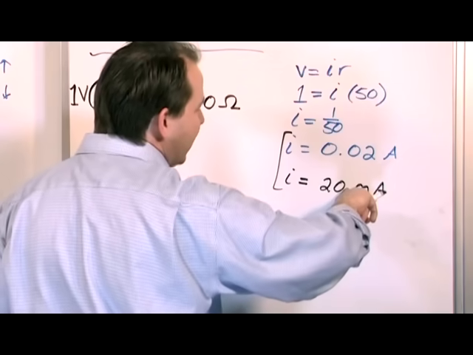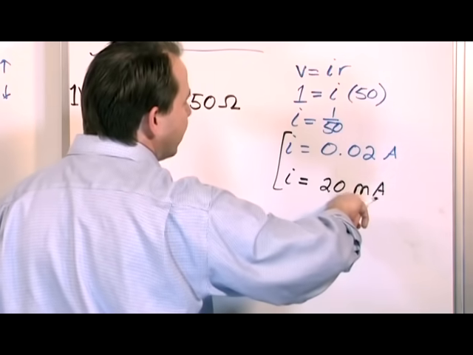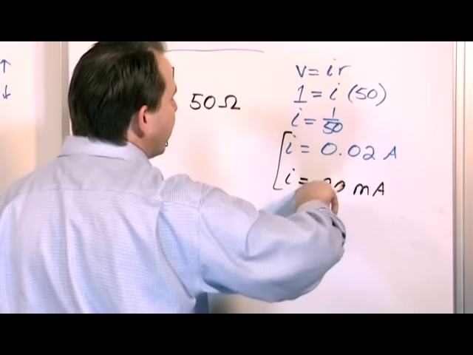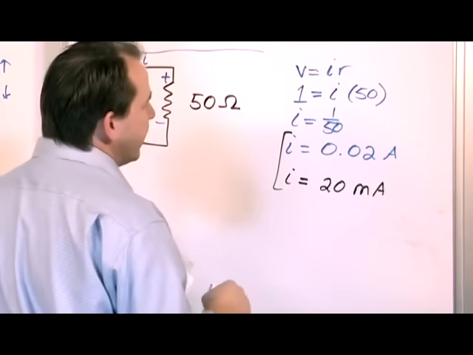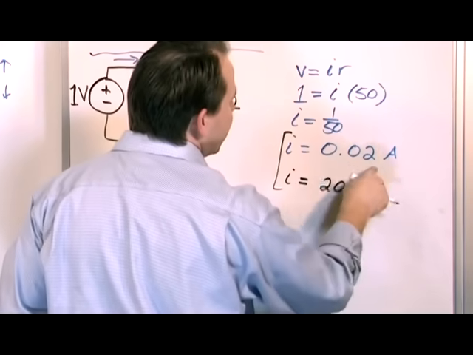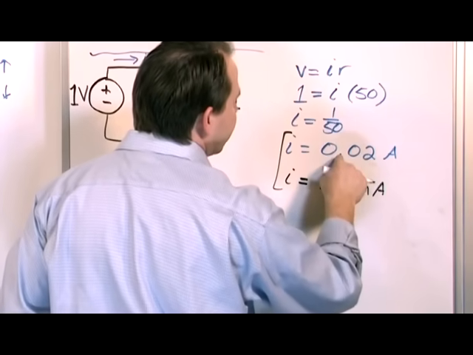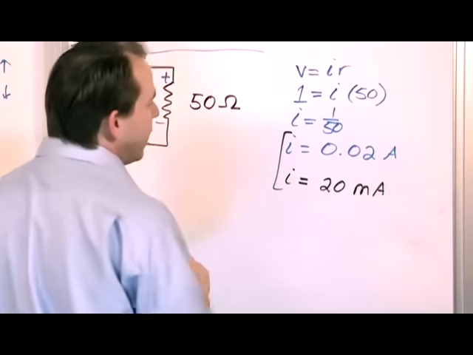So if your decimal is here and you move it 3 places to the left, it'll be 1, 2, 3, and you get your 0 there, which is exactly here. Another way to think of it is if you're going to go from here to milliamps, you need to shift the decimal 3 places, 1, 2, 3, so it's going to be 20 milliamps.